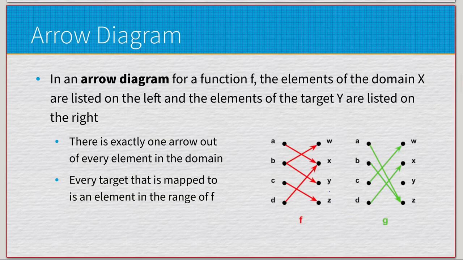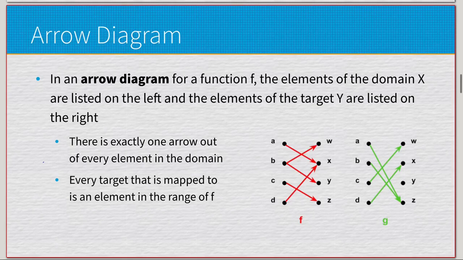So what I just did right there previously is kind of create an arrow diagram of my function, which essentially is just a visual illustration of it. So the elements of the domain are listed on our left side, and then the elements of the target are on the right side. The domain on the left is A, B, C, D, and then the target on the right is W, X, Y, Z. So there's exactly one arrow out of every element in the domain. Every target element that is mapped to is an element in the range of f.